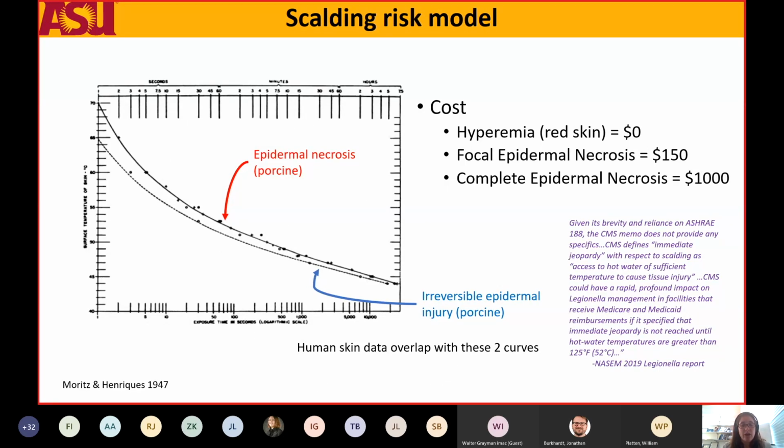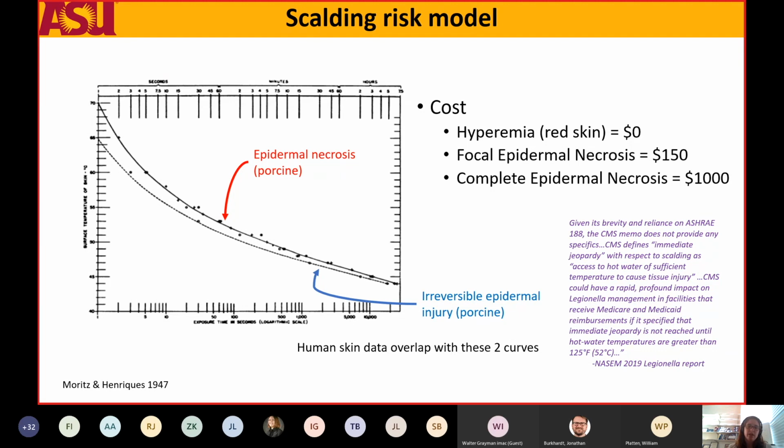For our scalding risk model, we looked at the very limited data that was out there on scalding of skin, and there's a 1940 study by Moritz and Henriquez, which was probably before modern IRB times, where live humans and pigs were scalded, and then a curve was developed with these data. So we were able to get some data. They presented data from both pigs and humans, and the human data did overlap with the pig skin data.